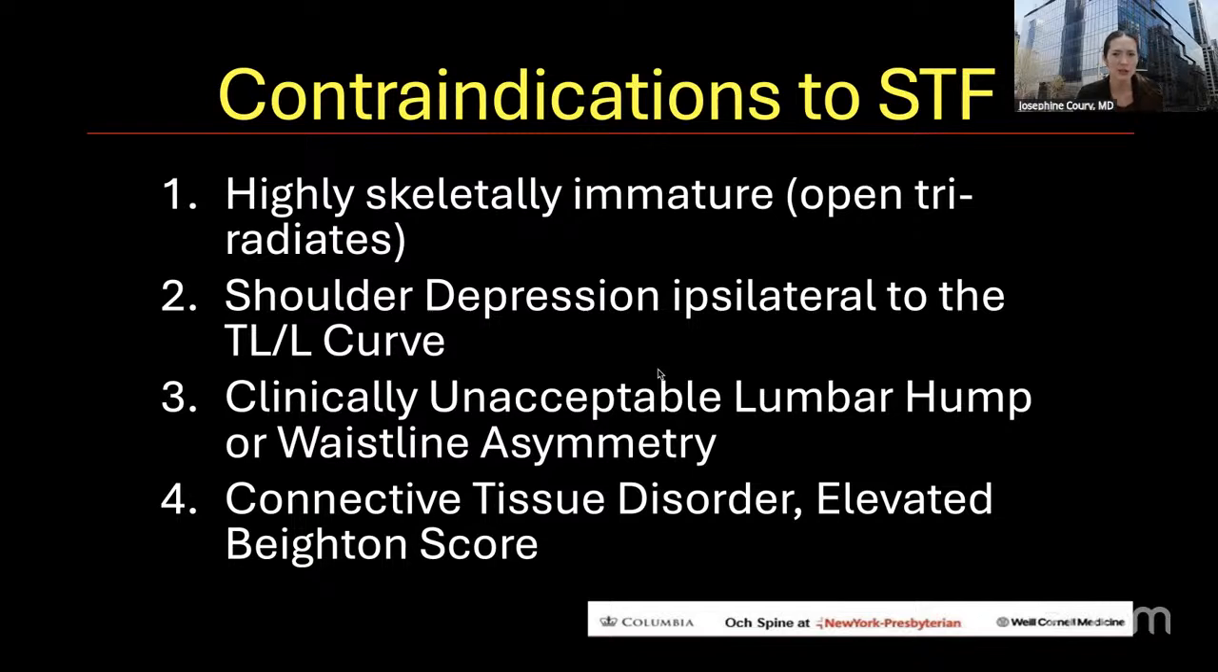Also, for patients who are coming to you because they have an unacceptable lumbar hump or waistline asymmetry, you would think that this would be caught by the rotation angle, by the AVR ratio, but sometimes it's not. If that's really important to a patient to have corrected, a selective thoracic fusion is not always the answer for them. And then the last is that if a patient has a connective tissue disorder or an elevated Beighton score, if they're highly flexible, doing a minimal selective thoracic fusion also is not a good option for that patient as they are at high risk for adding on.